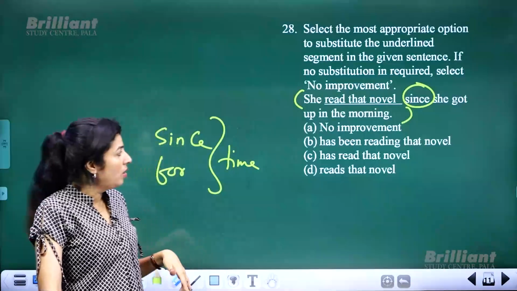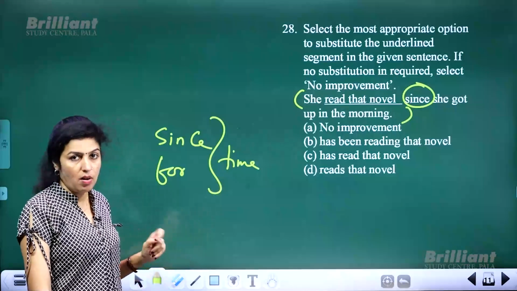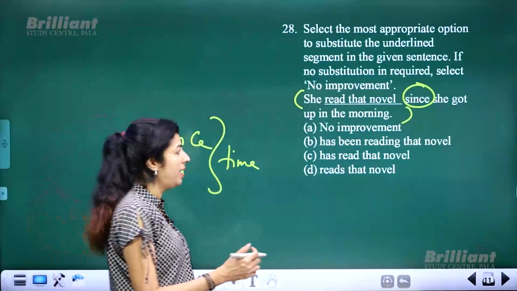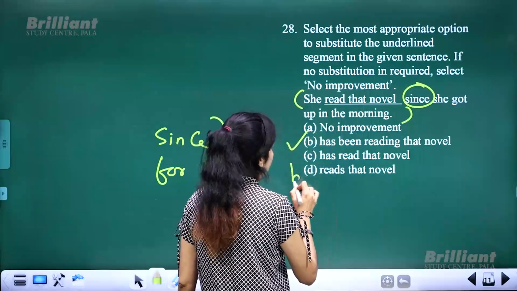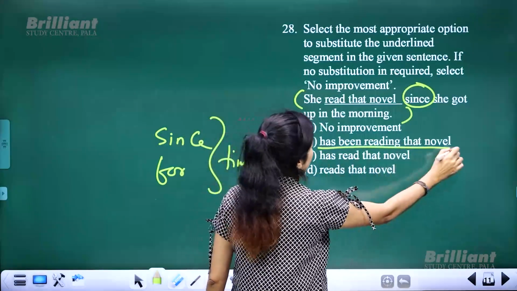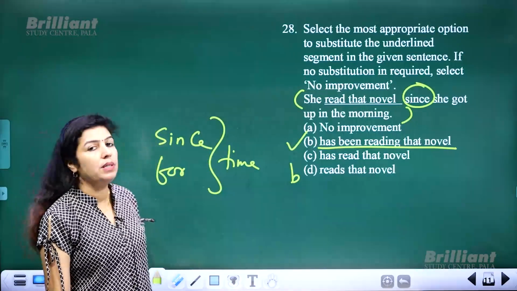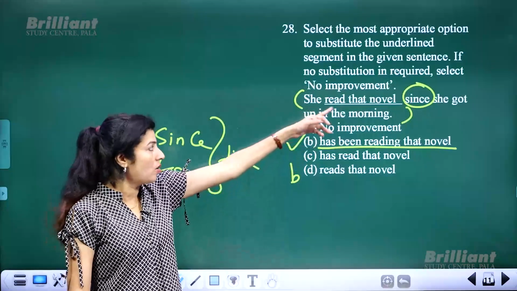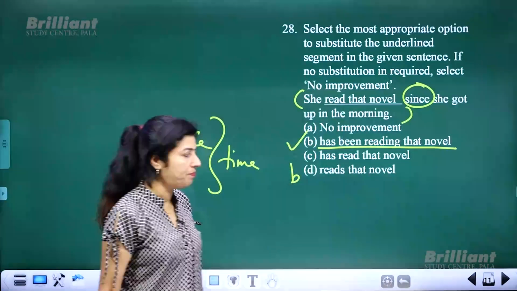So with since and for, present perfect continuous or past perfect continuous. Whatever it may be, it is not read, not past tense. So you need to use option number B to substitute it. She has been reading that novel since she got up in the morning. So this is wrong, and you have to substitute it with option number B. Okay.